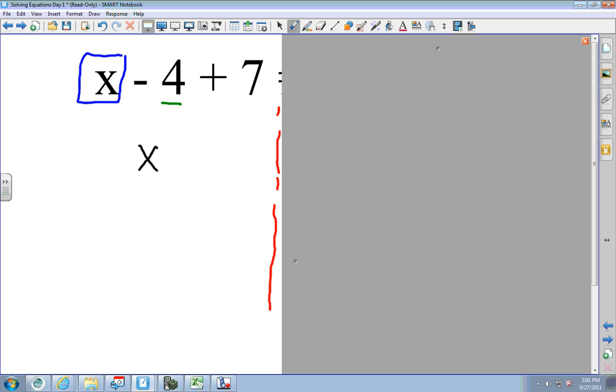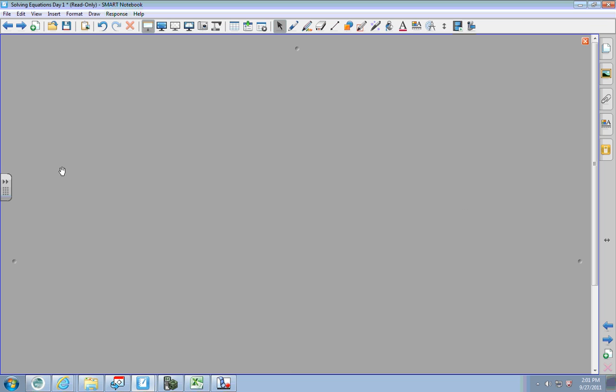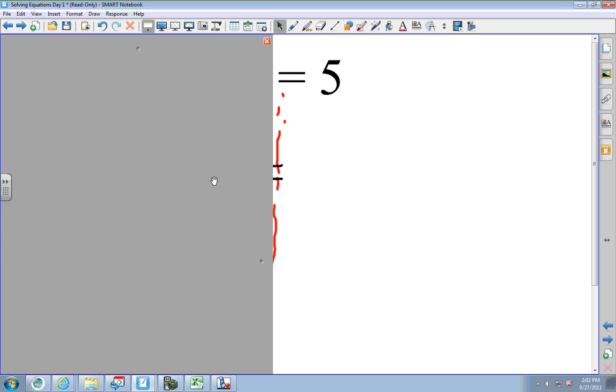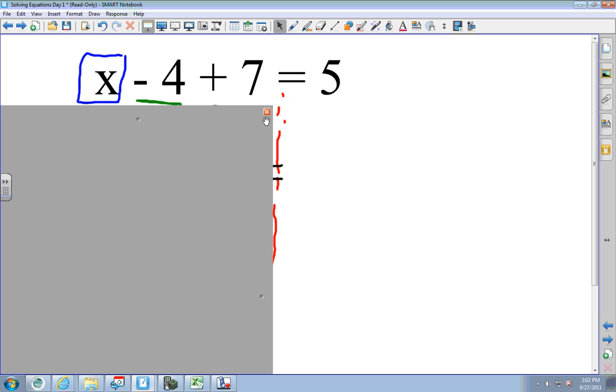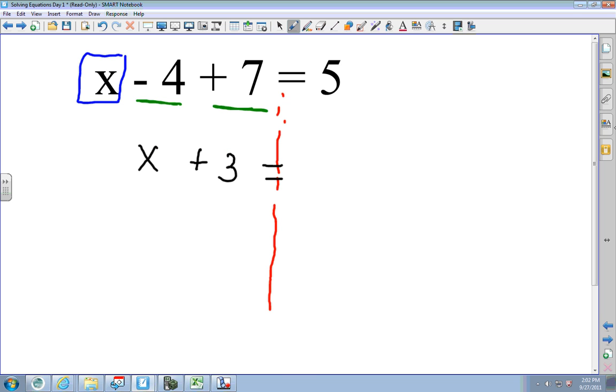Then I will either underline or circle my other numbers. Well, here, -4 plus 7 is +3. That equals, because see the red line is the equal sign. So now if I cover up the other side, now I look on the right hand side, what do I have? Well, I just have a 5. I don't need to combine it with anything, so I'm just going to put a 5 here.